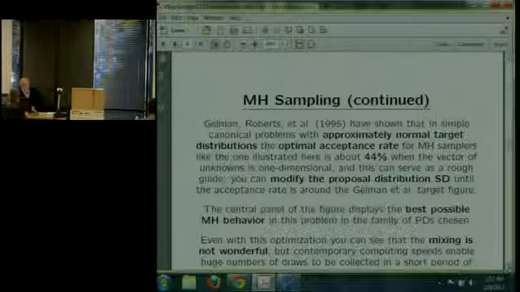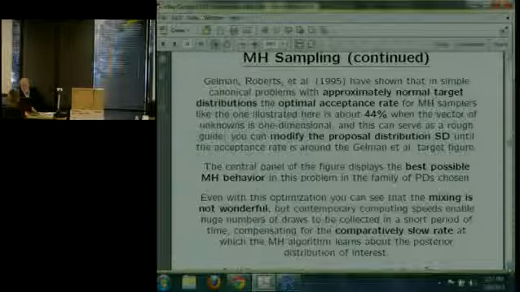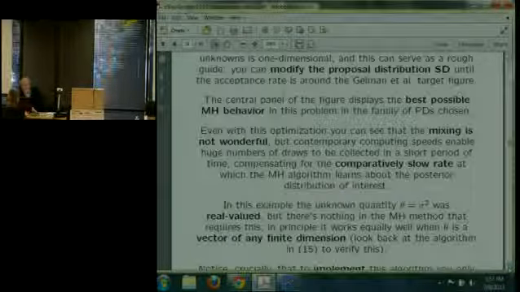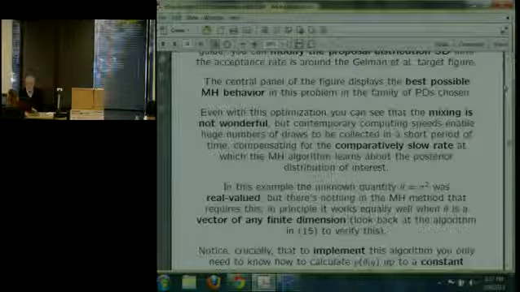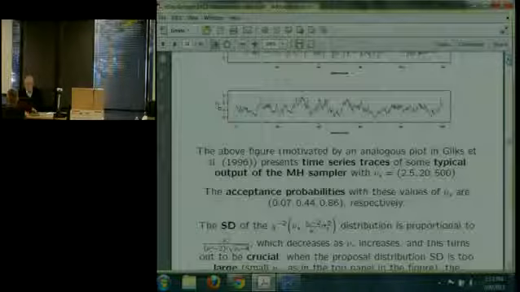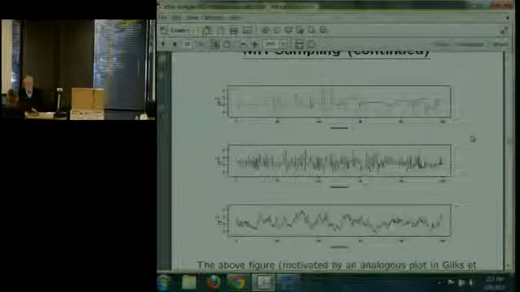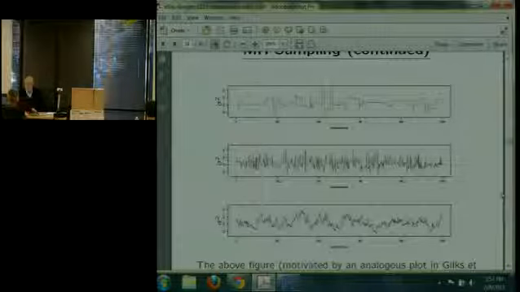So there's your 44% optimal thing, and I've shown you that the central panel does the right thing. Even with this optimization, I'm not claiming this is the best possible Metropolis Hastings sampler. I'm just saying it's the best possible Metropolis Hastings sampler with a scaled inverse chi-square proposal, and that particular form of the other way I chose the parameter with that martingale idea for the other parameter.